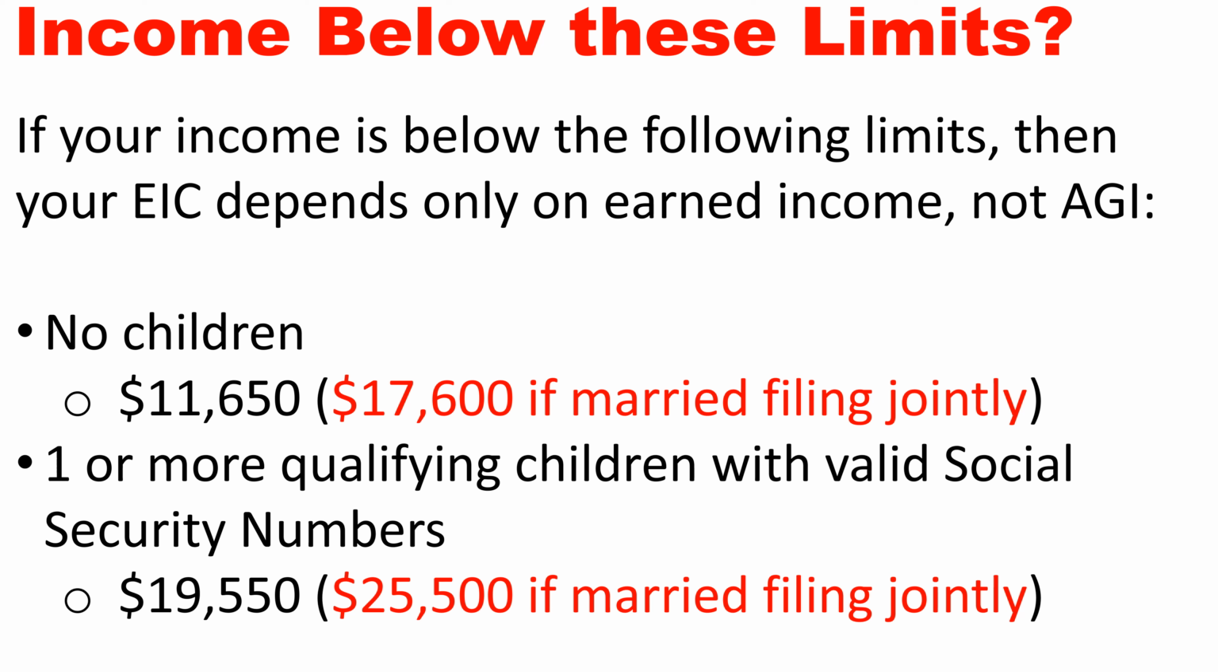If your income is less than the limits displayed on this screen, then your earned income credit will depend only on your earned income, not AGI. So if your income is below these limits, or if your adjusted gross income consists only of earned income, then the technique that I am going to show you on how to increase your earned income credit will not work. It will only work if your AGI is above these limits and above your earned income.